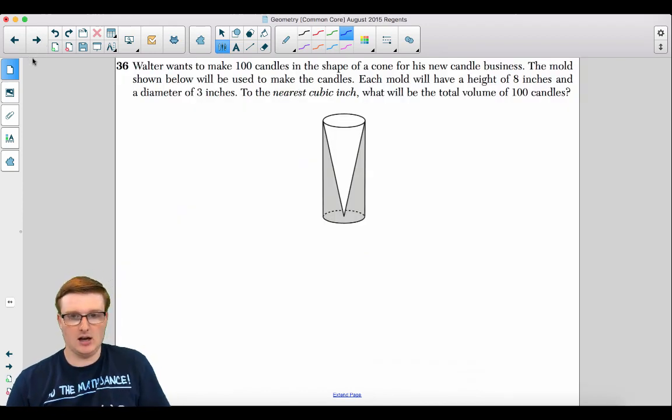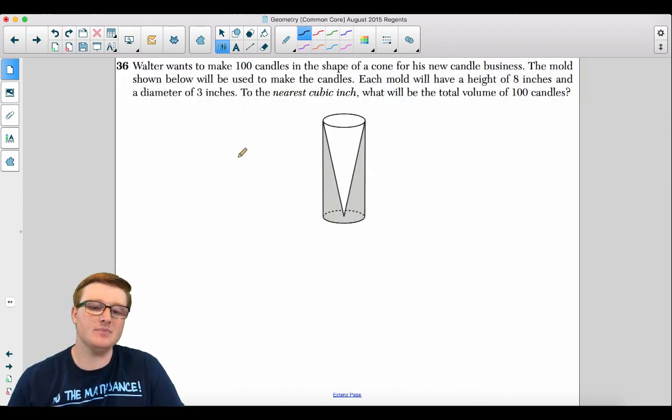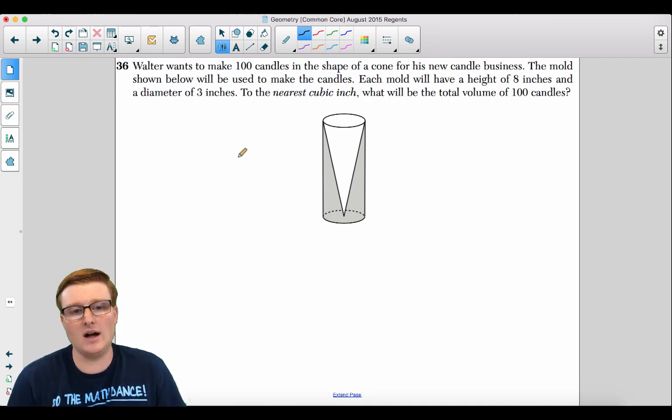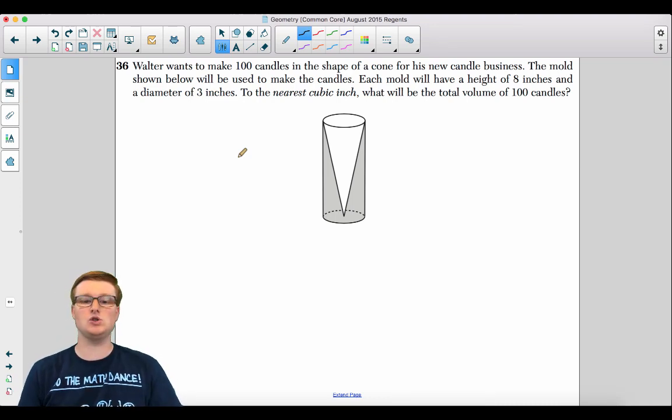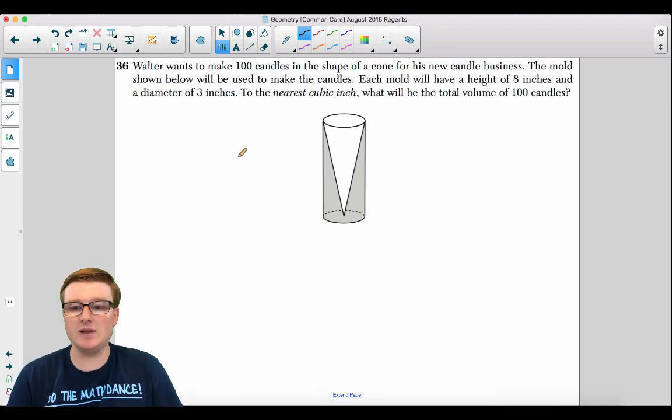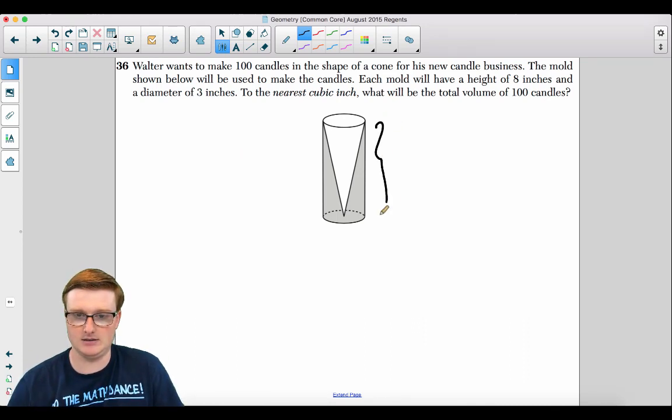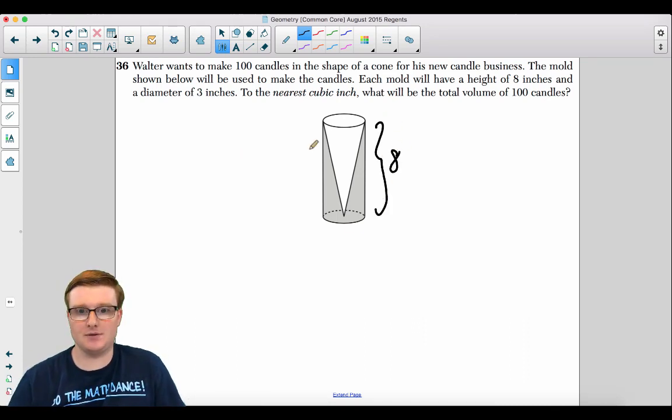Last question of this video. 36. Walter wants to make 100 candles in the shape of a cone for his new candle business. The molds shown below will be used to make the candles. Each mold will have a height of 8, and a diameter of 3.